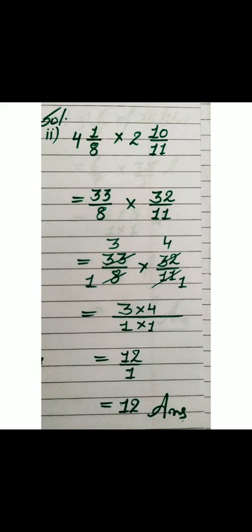So in the numerator we will get 3 into 4 and in the denominator 1 into 1 after the simplification. Now we will multiply. So 3 fours are 12 and 1 ones are 1, you will get 12 upon 1, which can be written as 12, which is our final answer.